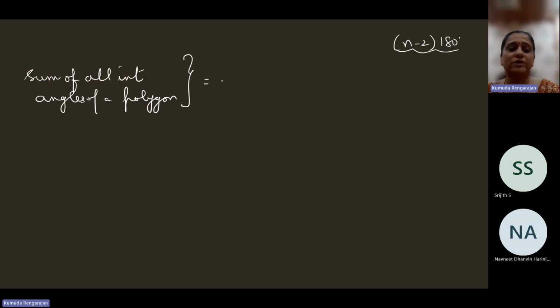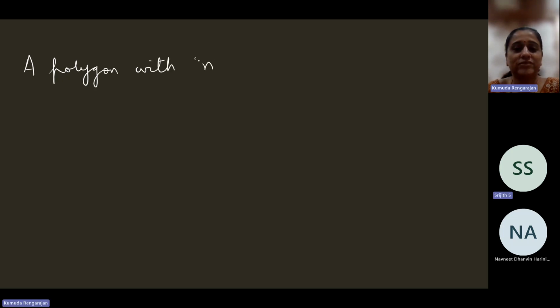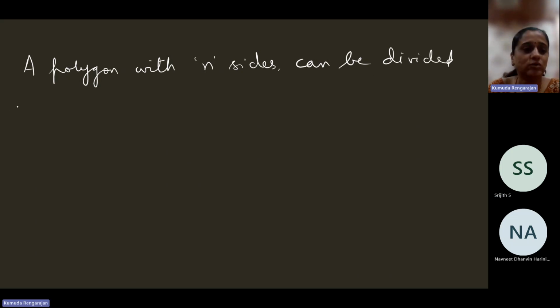N minus 2, because a polygon with n sides can be divided into n minus 2 triangles. Let me write here.